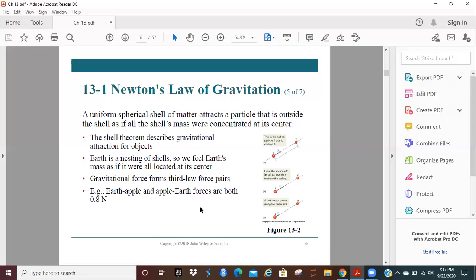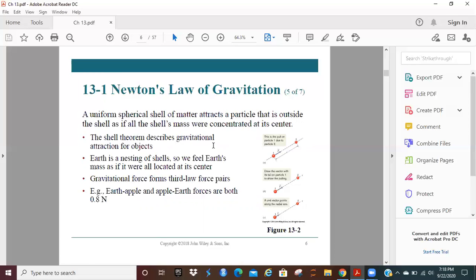So a uniform spherical shell of matter attracts a particle that is outside the shell as if all the shell's mass were concentrated at its center. This shell theorem describes gravitational attraction for objects, and Earth is a nesting of shells, so we feel Earth's mass as if it were all located at the center.